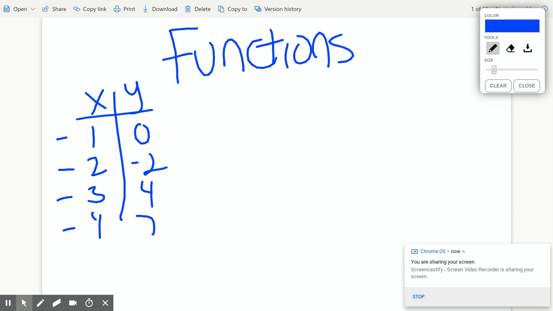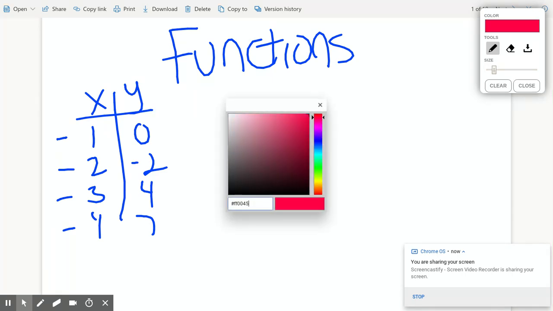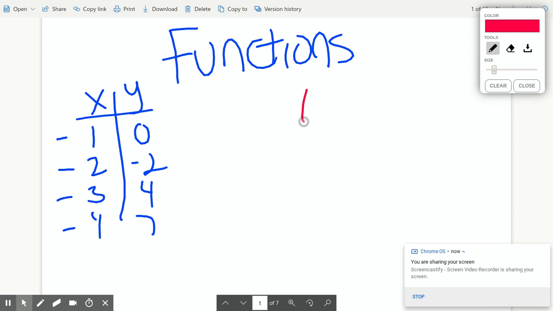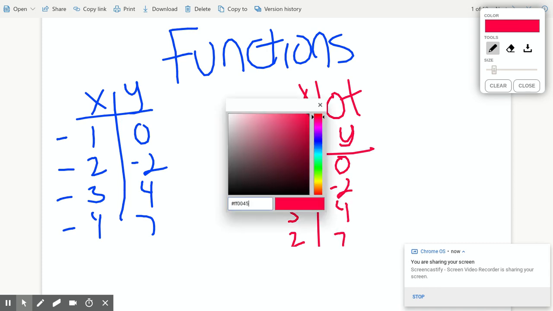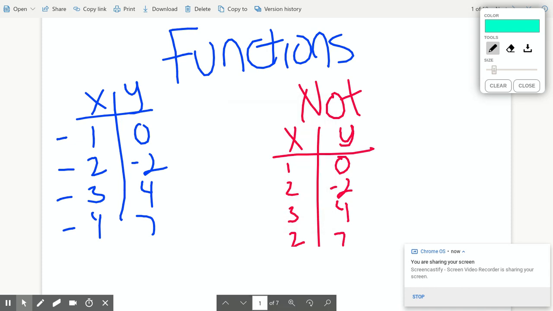Now, an example of not a function would be something that looks like this. You have your x and your y. You have 1, 2, 3, 2, and then with the same y values. Since these two x values repeat, that makes it not a function.